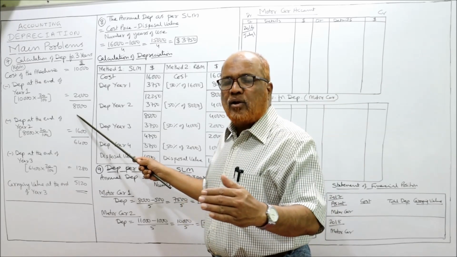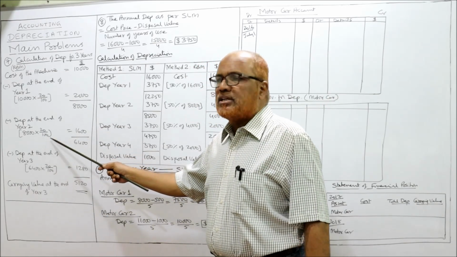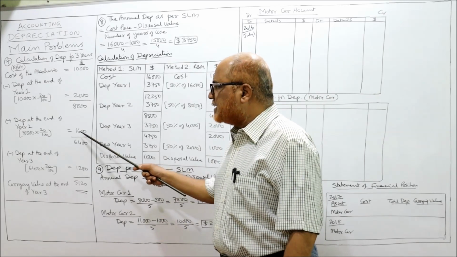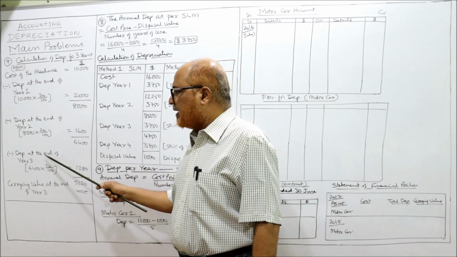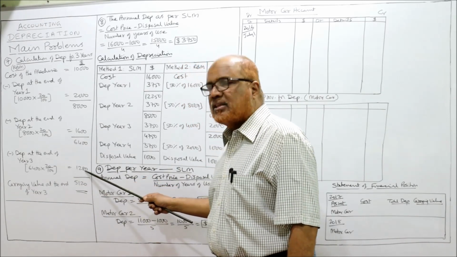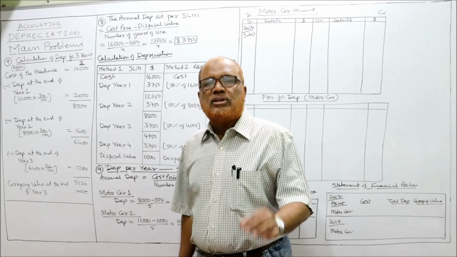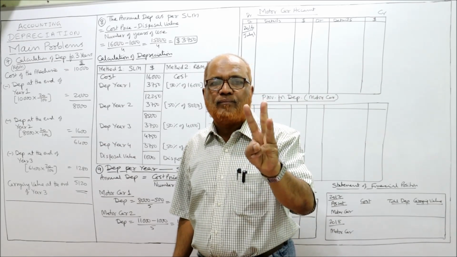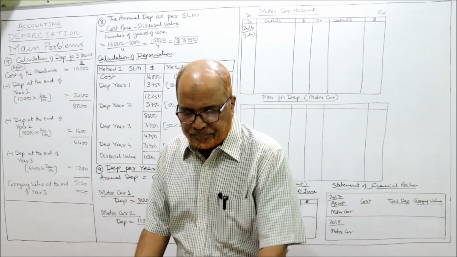Now we'll come to the end of second year. So depreciation at the end of year 2. 8,000 into 20 by 100, 1,600 is the debt for the second year. Deduct 1,600, 6,400. Now end of the third year, depreciation at the end of year 3. So 6,400 into 20 by 100, 1,280. Deduct 1,280, 5,120. So this 5,120 is the carrying value at the end of 3 years. That's it. This is the 7th problem.